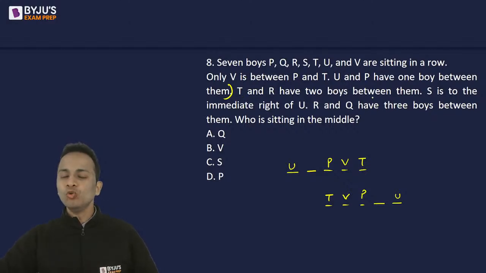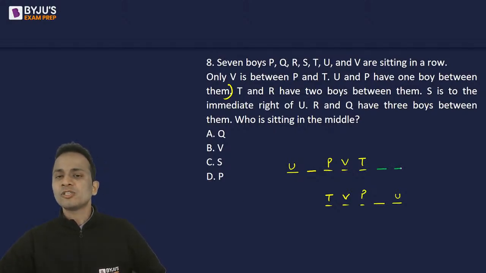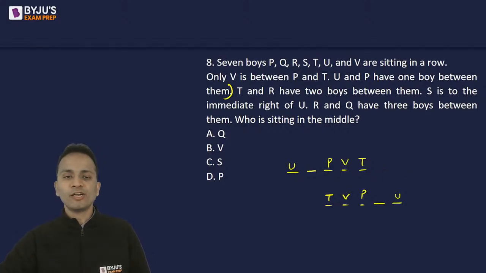Now T and R have two boys between them. Now look at the first case. Now if I say that R is on this side, T and R have two boys like this between them. So what is the total number of boys in this arrangement? 1, 2, 3, 4, 5, 6, 7, 8. 8 chairs, 8 boys are there. But I am given only 7 boys. So R cannot be on the right hand side of T. R has to be on the left hand side of T. So R will come at this place. Because of the same reason, in the second arrangement, R will be at this place. Okay. Done up to this part.